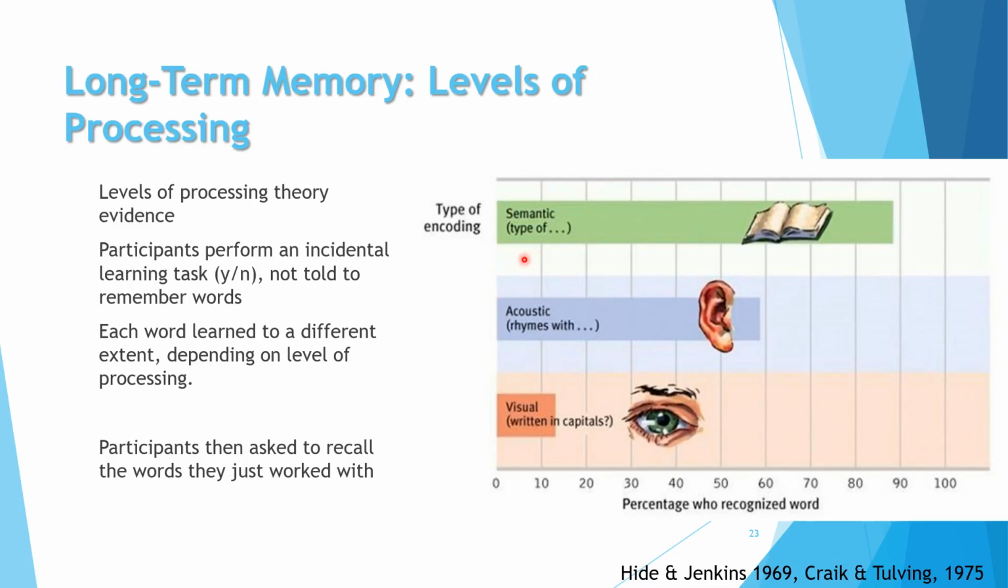Depending on the type of question the word was presented with, the words were remembered better or worse on a later memory test. Words that were processed very shallowly, just visually, were remembered at about a 10% rate, whereas words that were processed for semantics were remembered almost at 90%. Even though the questions were all yes or no questions, the effort required to understand and answer the question dictated how much they remembered the words.